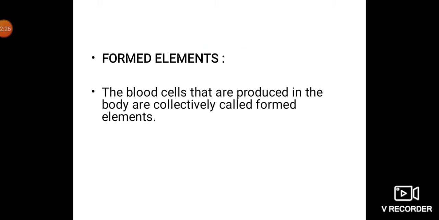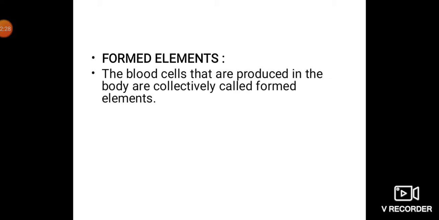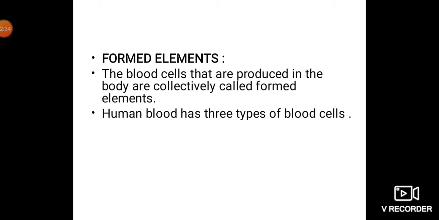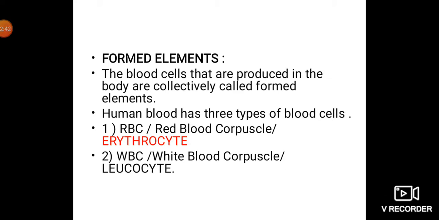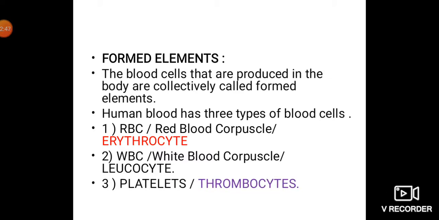The formed elements. Blood cells that are produced by the body are collectively called formed elements. Human blood has 3 types of blood cells: RBC, red blood cells or erythrocytes; WBC, white blood corpuscles or leukocytes; and platelets or thrombocytes.